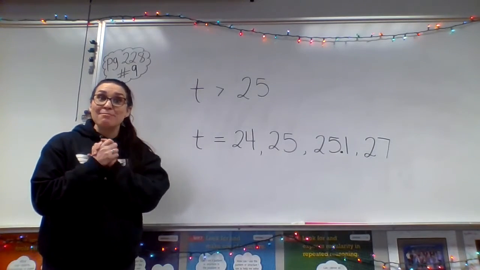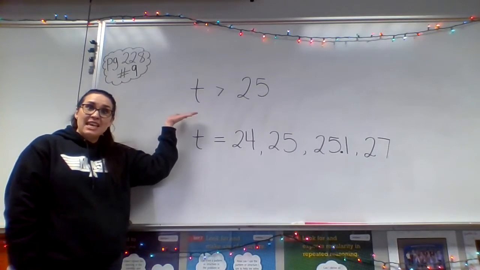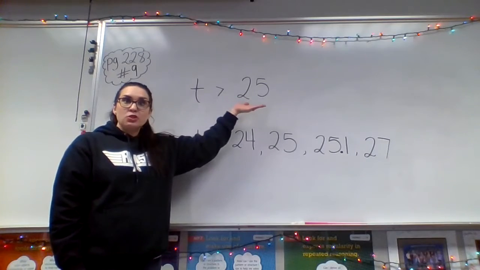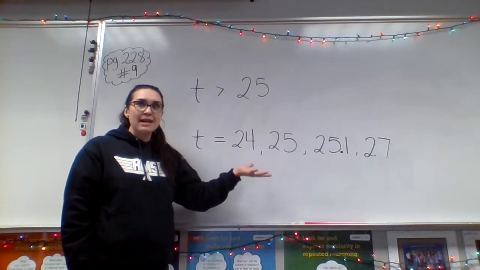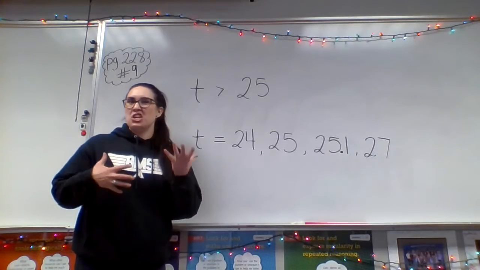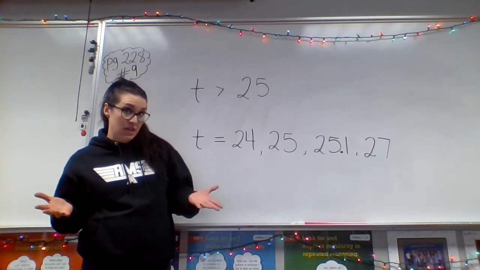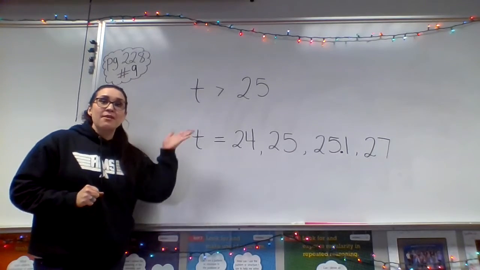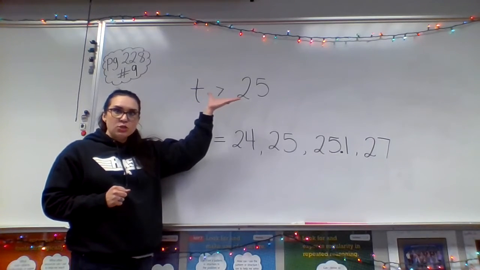So what this problem is asking us to do is look at this inequality. So we have t is greater than 25. And it's asking us to figure out, well, what are the possible values of t then? Remember, we don't really know what t is, but we do know some possibilities of t, right? So let's think. We're looking for numbers that are greater than 25.